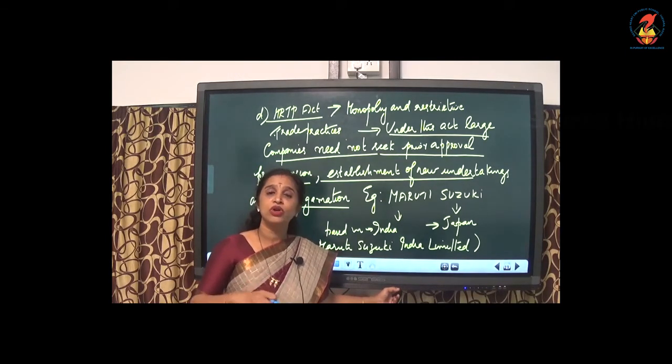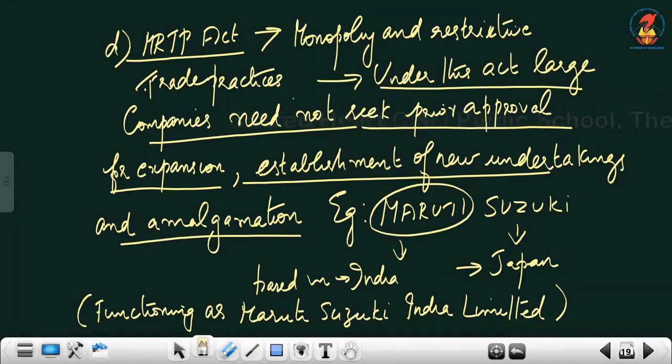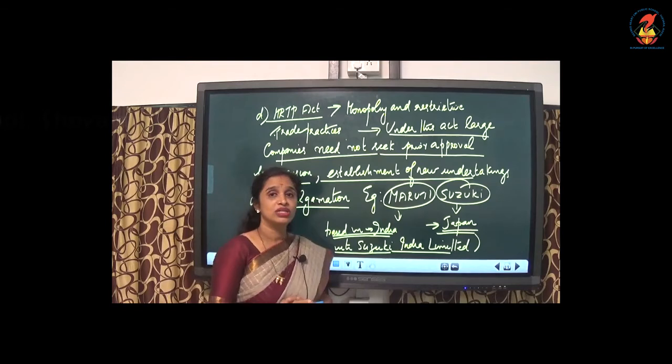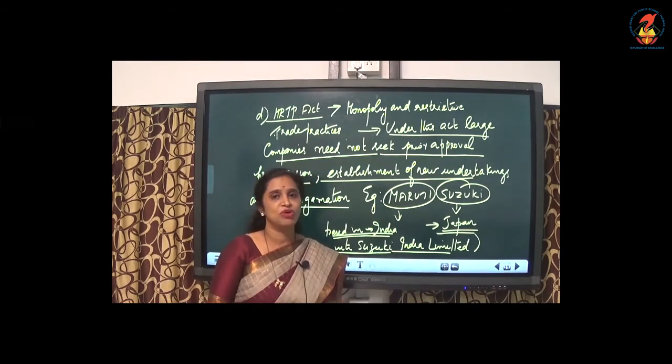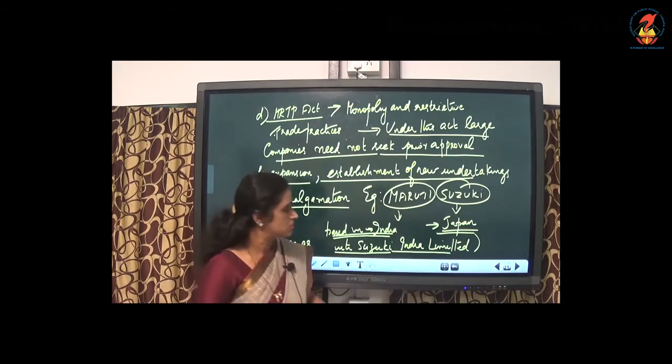Amalgamation can be done not only with the domestic industries but also with the industries outside. One such example of amalgamation is Maruti, which is based in India, and Suzuki, which is based in Japan. So it will function as Maruti Suzuki India Limited. A kind of amalgamation has taken place. So with this Mrtp Act, what is possible? Amalgamation was possible. Therefore, an Indian company will have its root in the foreign countries also. A merging is taking place. The best example that you can write for the exam is Maruti Suzuki.